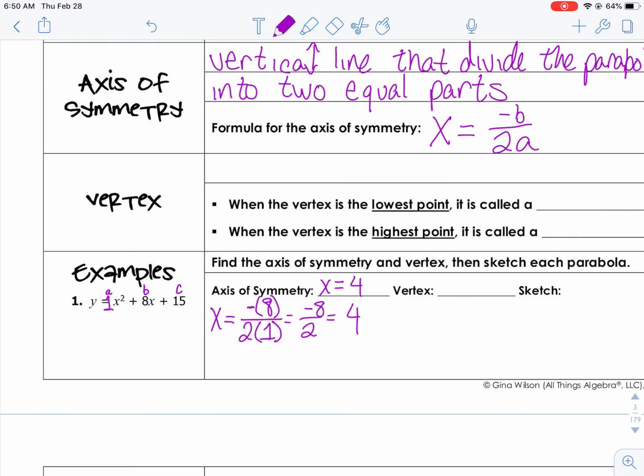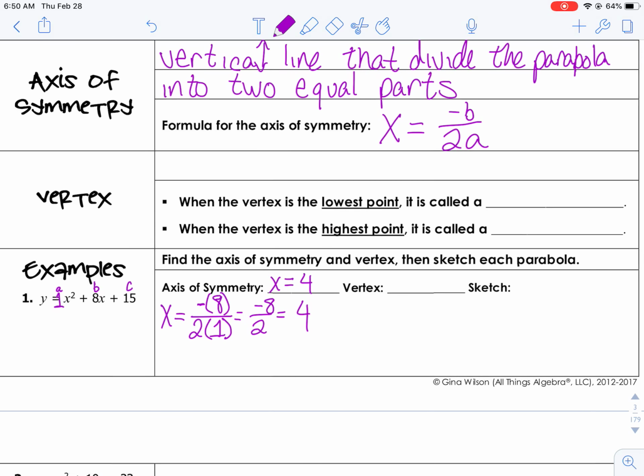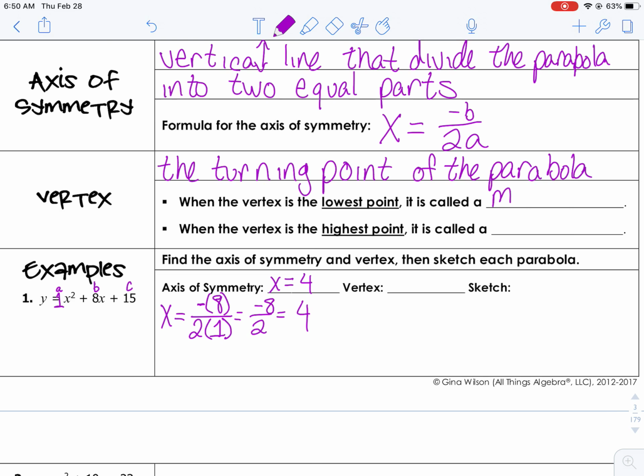While we talk about the axis of symmetry, we also want to talk about the vertex. My vertex is the turning point of the parabola, where it either goes from up to down or down to up. It's basically the tip of the curve. When my vertex is at the lowest point, it's called a minimum.